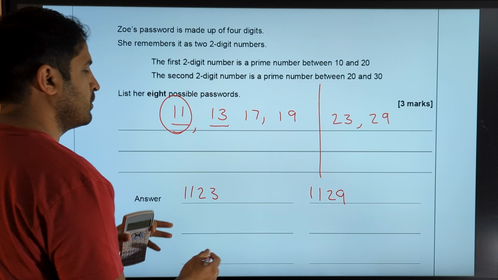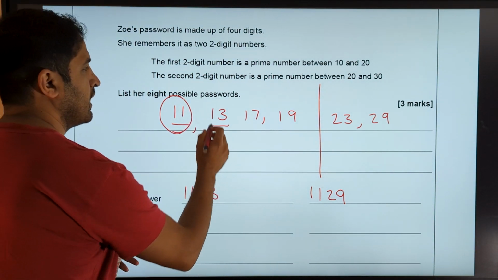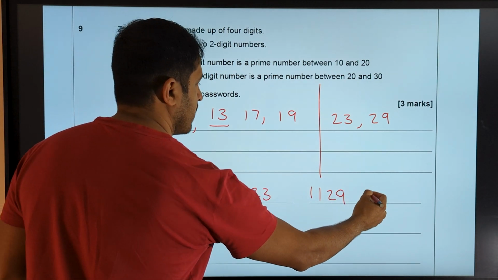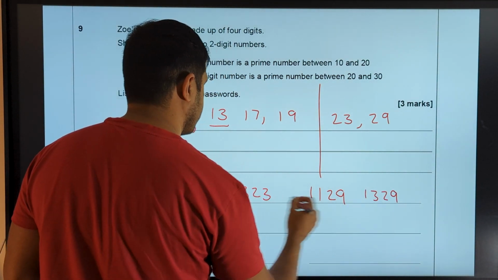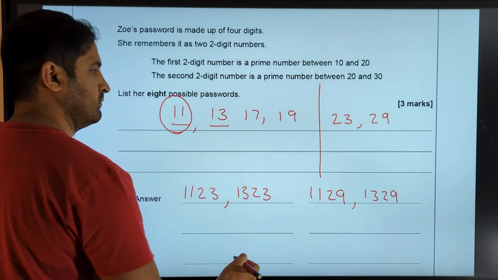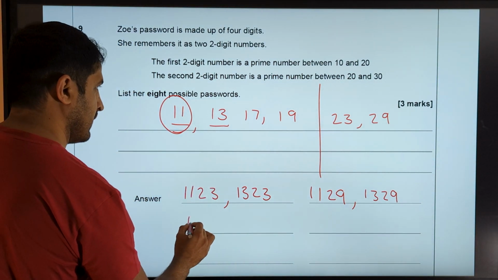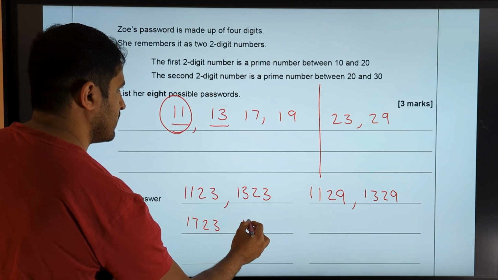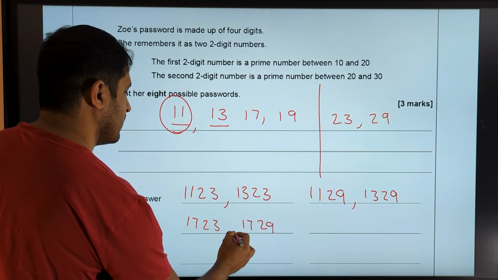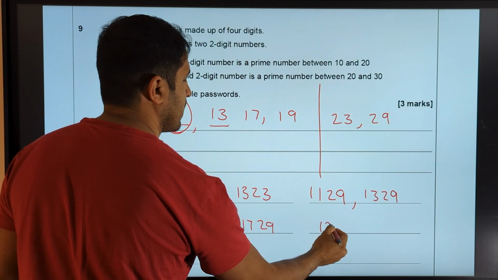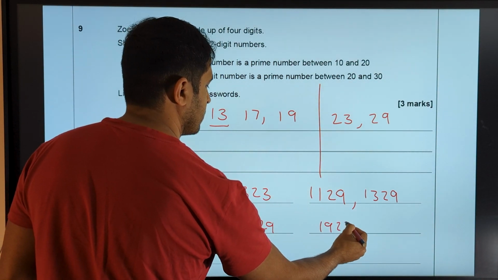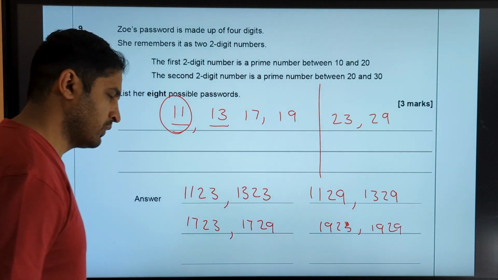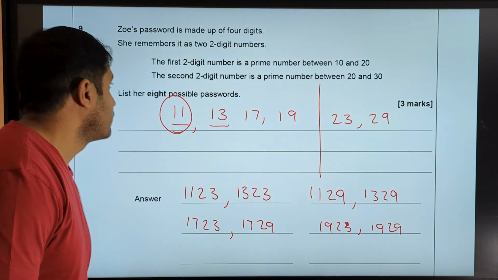Okay, so we're going to do those pairs. The password could be 1323 or 1329. Or your password is going to be 1723 or 1729. Or it could have been 1923 or 1929. So those are the 8 pairs of passwords that she could have had.